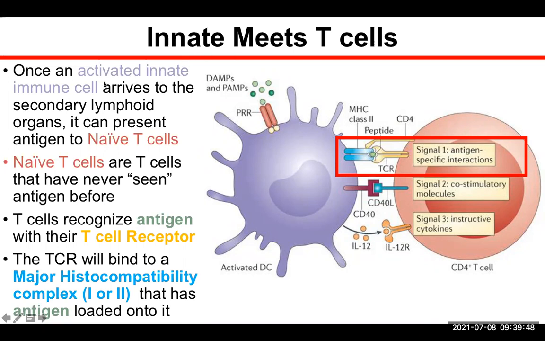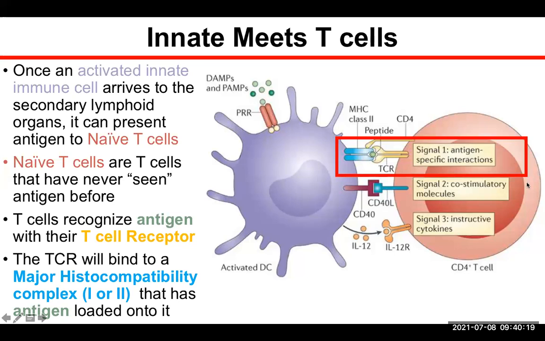So once an activated innate immune cell arrives at the lymph node or other secondary lymphoid organs, it's going to present antigen to a naive T cell. And a naive T cell is just a type of T cell that has never seen antigen before. So it's basically just waiting to come in contact with an antigen presenting cell. And most of them are going to be innate immune cells, but we'll get more into that in a second.